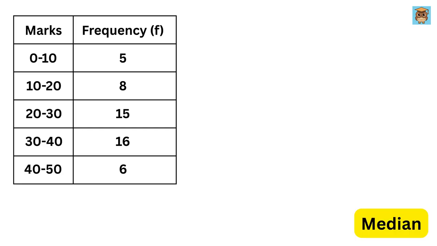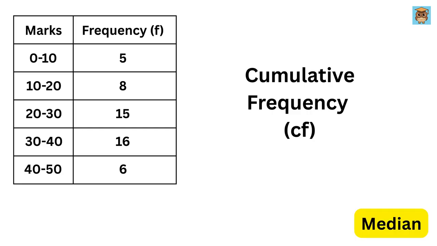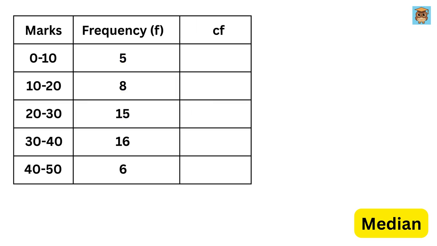To do that, we first calculate the cumulative frequency for each class interval. Cumulative frequency means that for each class, we keep adding the frequency from the previous class to the current class frequency. This helps us track the total number of students as we move through the intervals. Make a column like this and call it CF for cumulative frequency.